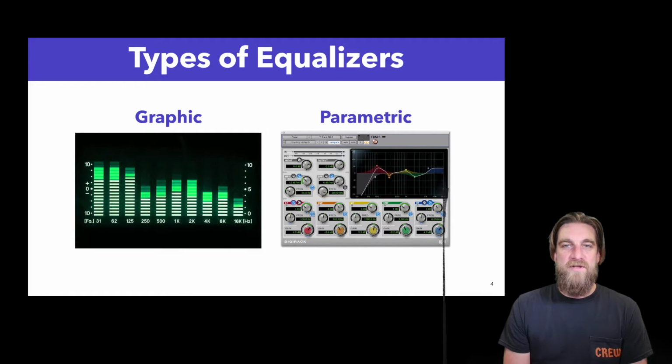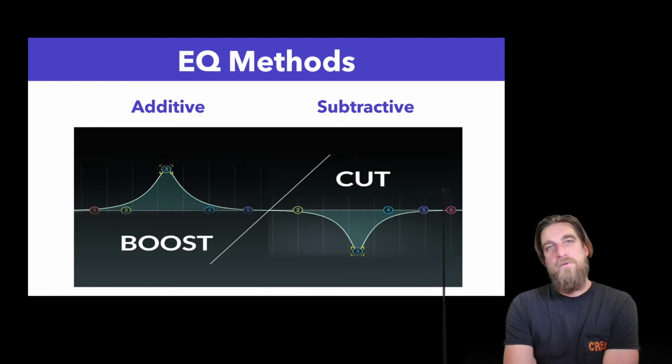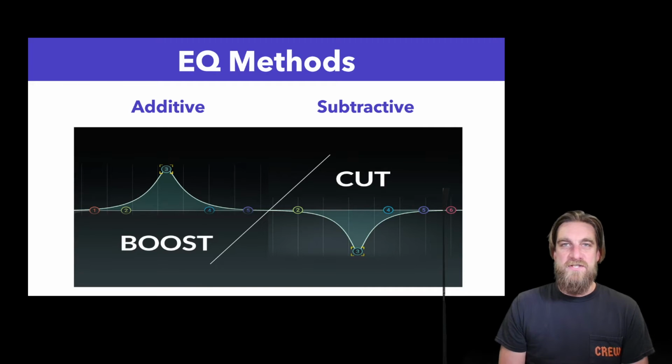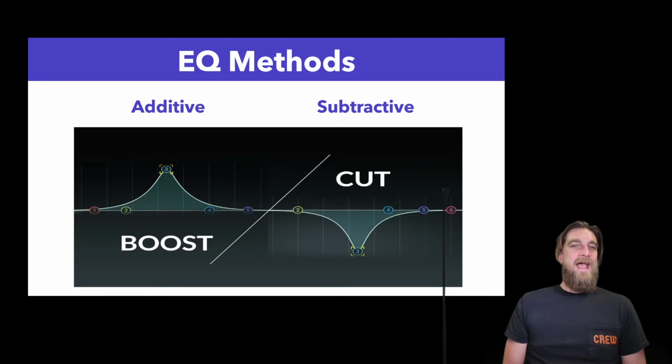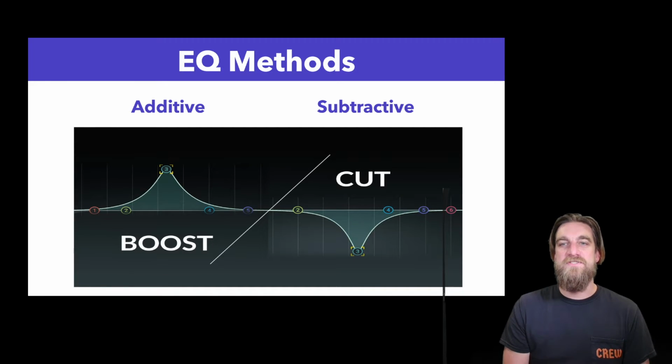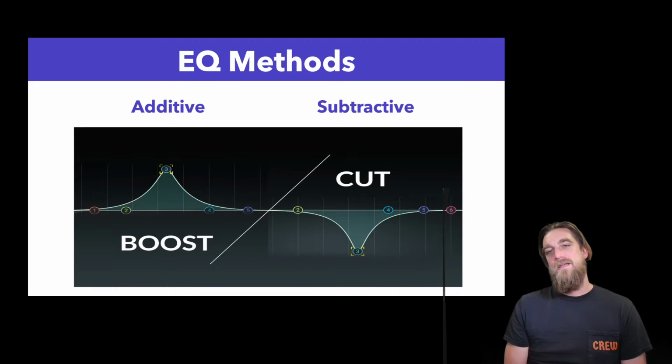So graphic and parametric equalizers, both of those exist. Parametric equalizers give us just a little bit more of an advantage or flexibility in how we use them. So what are the different methods that we apply equalization to frequency content? Well, there's additive and subtractive methods. Additive meaning I'm adding frequency content, or I'm adding at least the intensity of specific frequency content because I like that sound or want to exaggerate it, right?